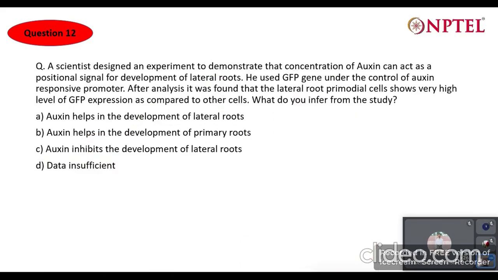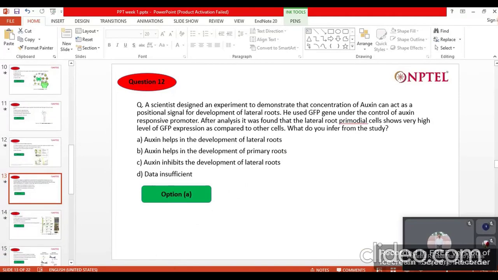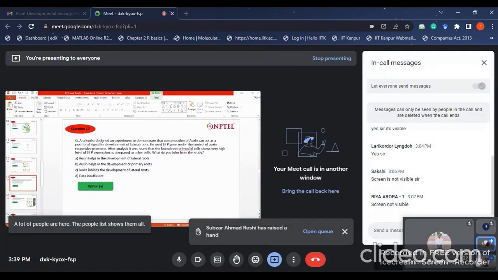So now moving on to question 12, it is visible. No, sir, just wait for a few minutes. Visible now, sir.